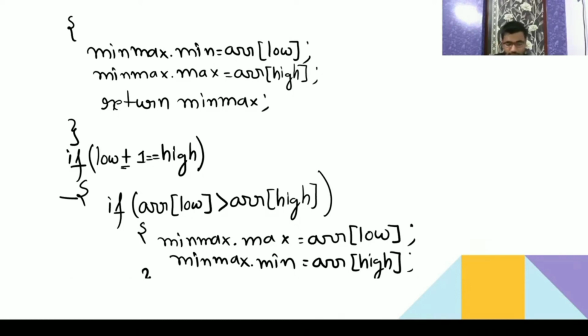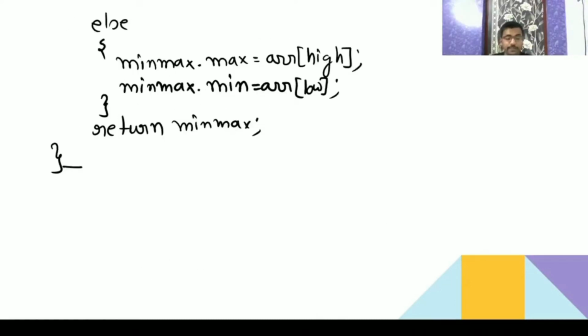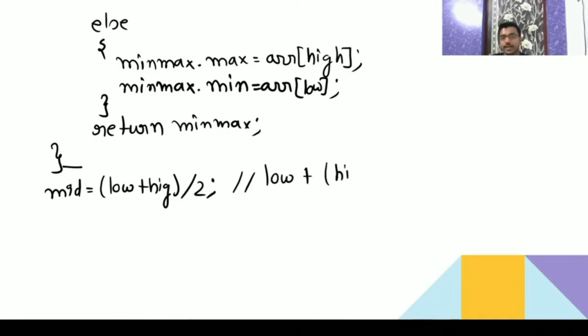Is it clear? For only one element we have checked. For two elements also we have checked. Now for the other case, if it is having more than two elements, first find the mid value, mid index. So mid is going to be low plus high by 2. This is one way you can do it, or low plus the difference, high minus low by 2. Add low with that. Both are the same, and give you the mid index.